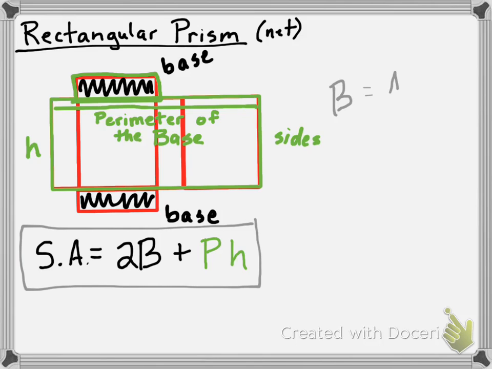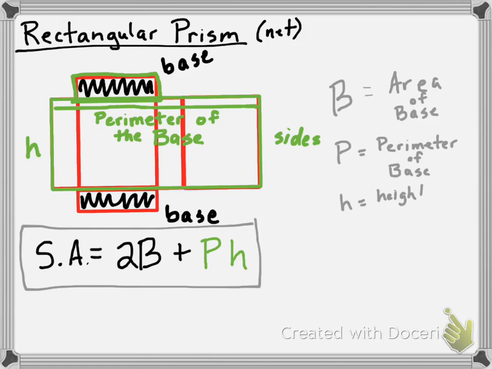And that is our formula for surface area of a rectangular prism. Don't forget that capital B stands for area of the base, capital P stands for perimeter of the base, and H stands for height of the prism. So now when you have a rectangular prism, you can just use this formula: 2 times the area of the base plus the perimeter of the base times the height of the prism. And it will give you your surface area.